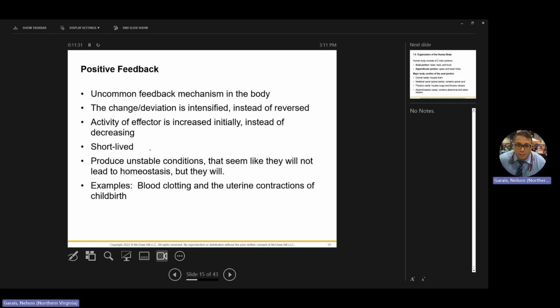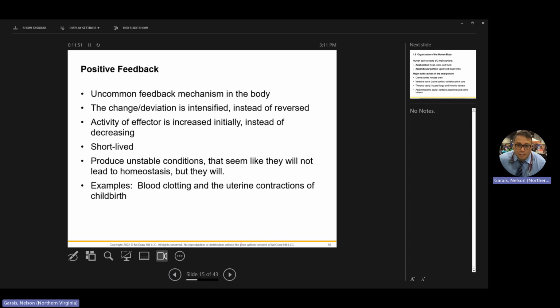Positive feedback is the exact opposite of brakes. It's an accelerator, right? Positive feedback is telling your body, keep on going, and you start out slow, but keep on going, and it'll just ramp up until infinity. But there's ways of stopping positive feedback as well.